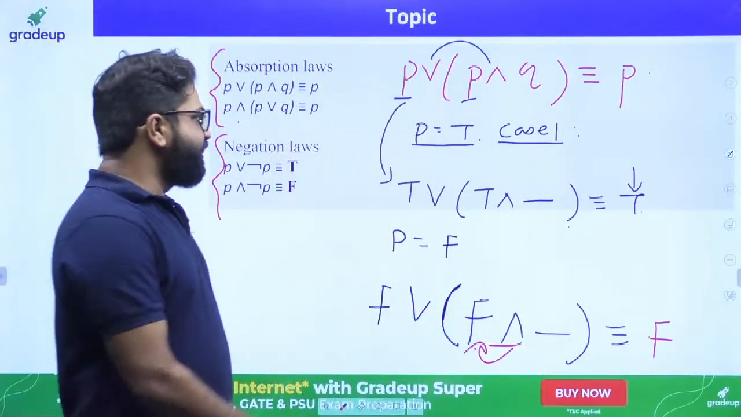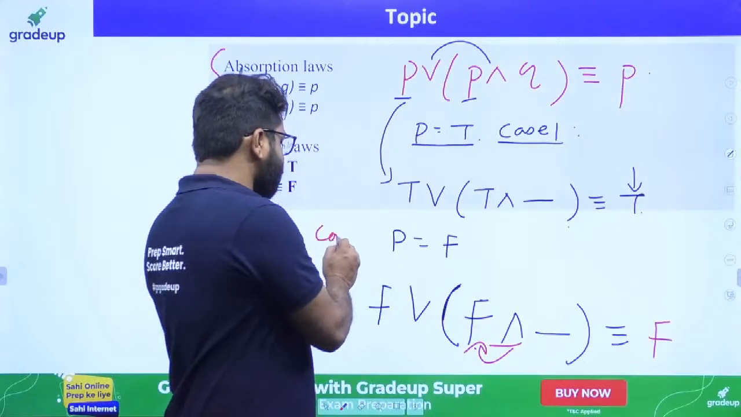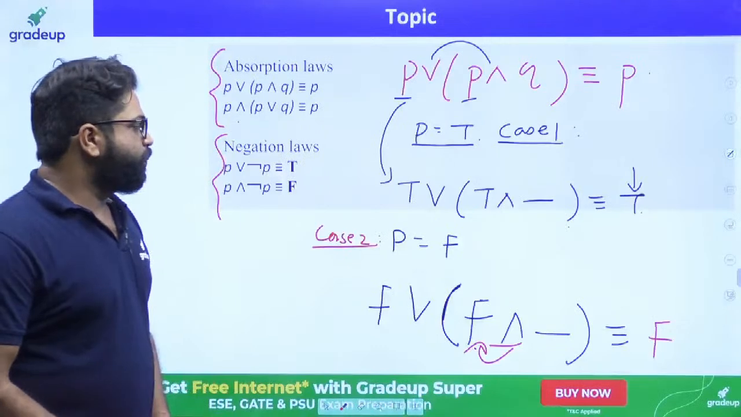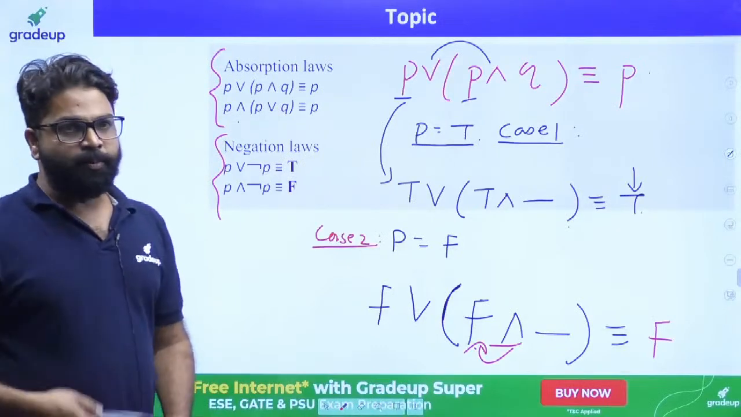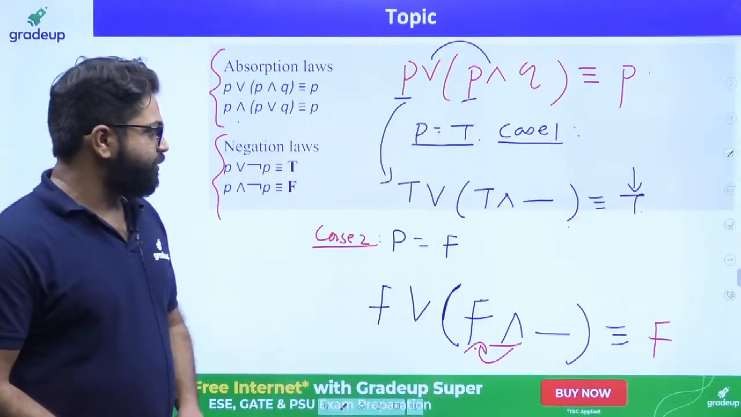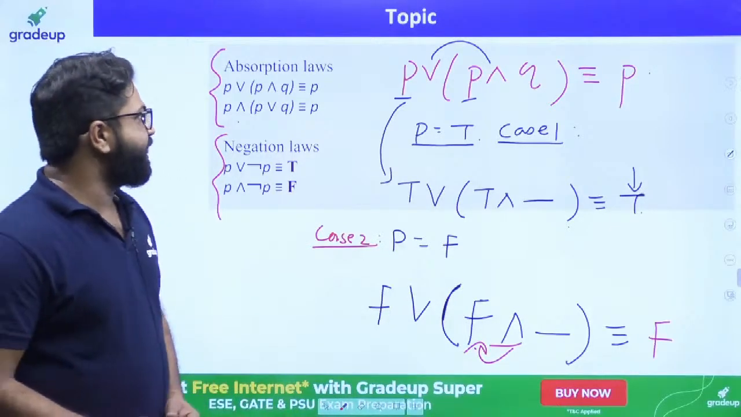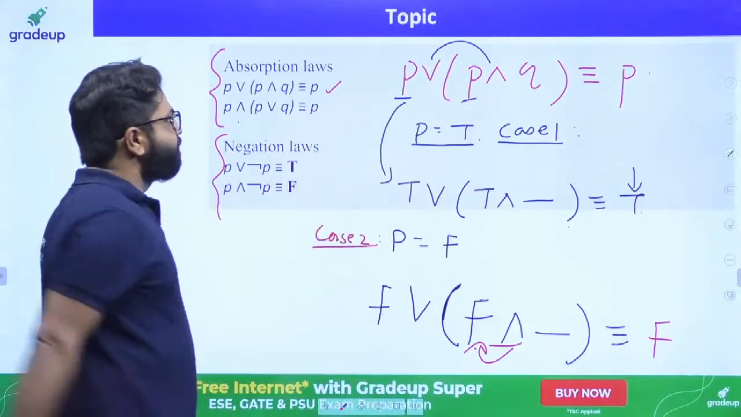Hence we can say that whatever values I put, this is case number 2, where P is false. When you put P as true, you get the answer true. When you put P as false, you get the answer false. So that's how you get the absorption law.